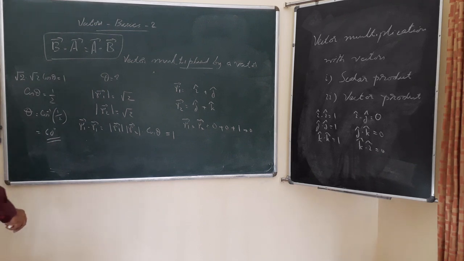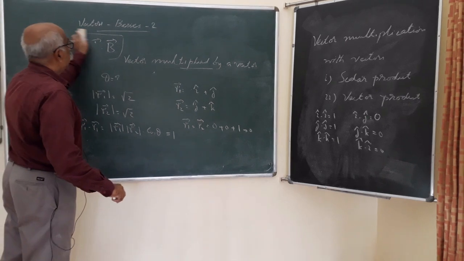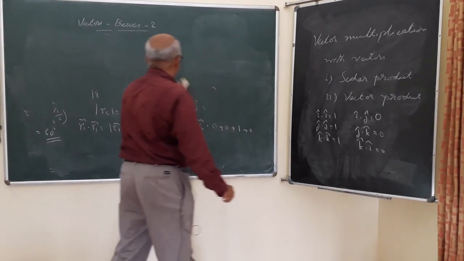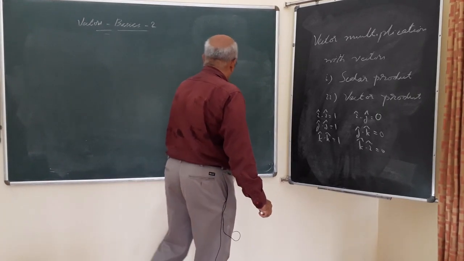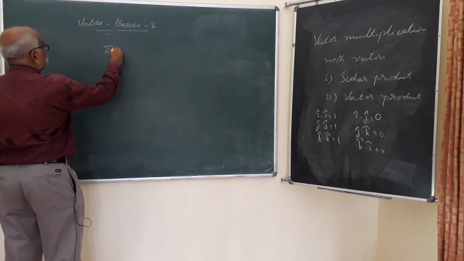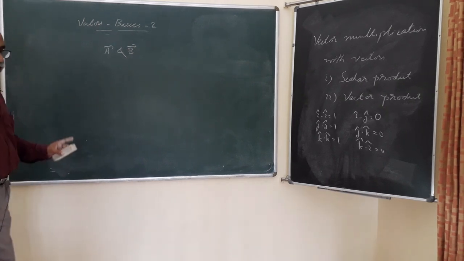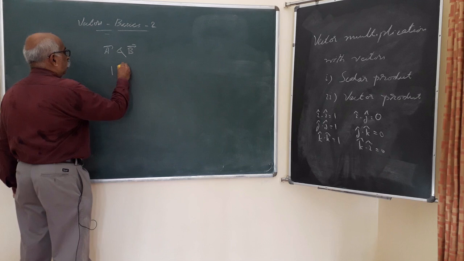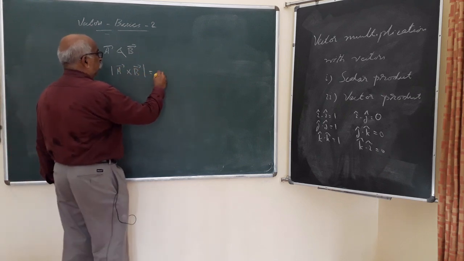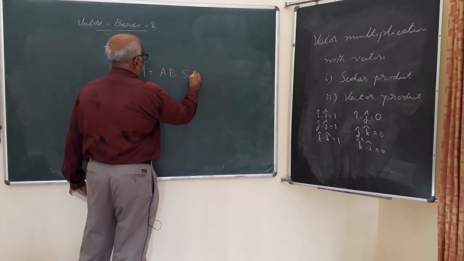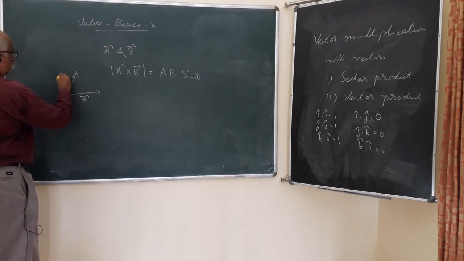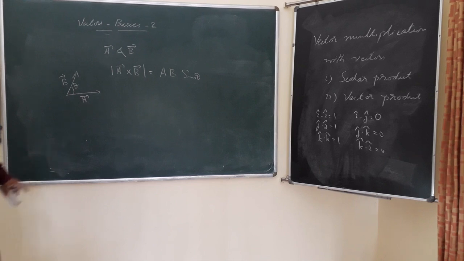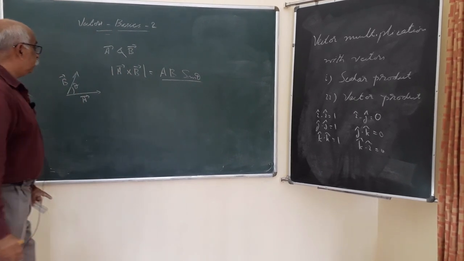Now let us go to the vector product or the cross product. If there are two vectors A and B, then the cross product is defined as a vector whose magnitude is given by A B sine theta, where theta is the angle between the two vectors. This is the magnitude of the vector product, say A cross B.